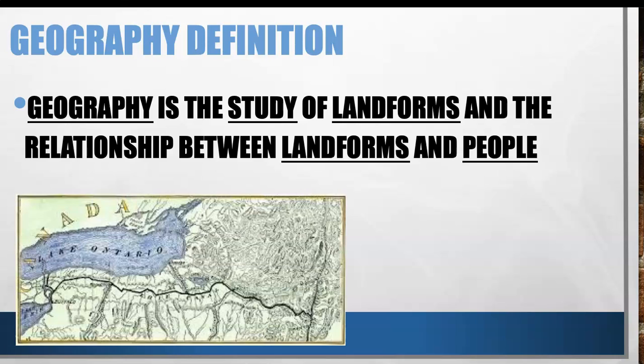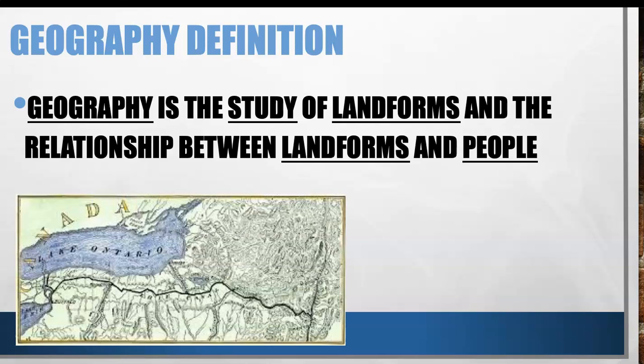Alright, so geography is the study of landforms, and more particularly the relationship between landforms and people. So what does that mean? Geographers, kind of like what we talked about with history yesterday, historians don't really study the past, they study parts of the past. Geographers don't study the land, they study the parts of the land, and particularly how the land may impact people and the movement of people and things like that.